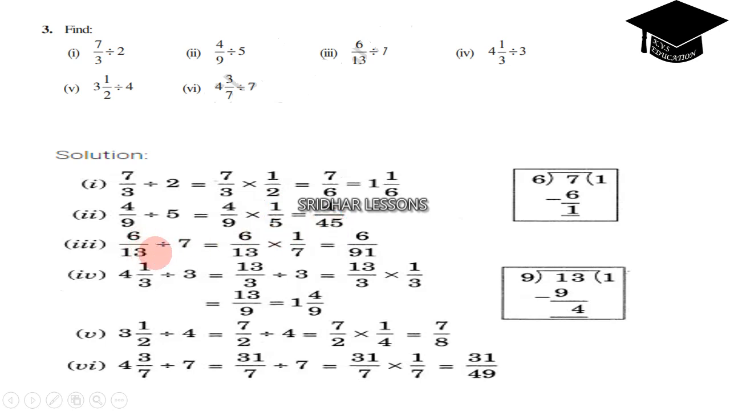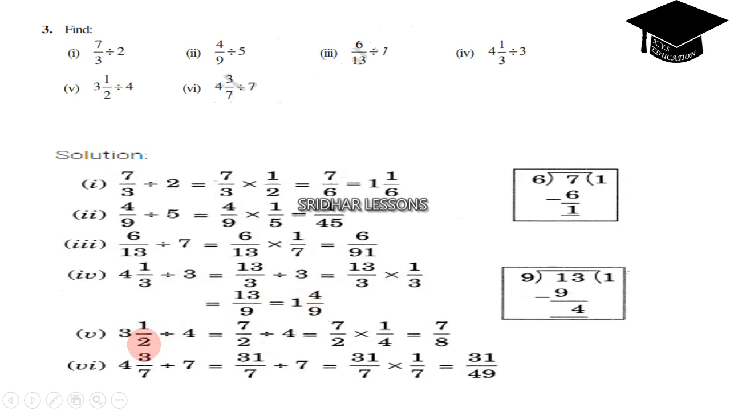Next, 6/13 divided by 7. This is equal to 6/13 times 1/7, that is 6 times 1 is 6, 13 times 7 is 91. Next, 4 1/3 divided by 3 is equal to 13/3, because 4 times 3 is 12 plus 1, 13/3 divided by 3 is equal to 13/3 times 1/3, that is 13/9. We can rewrite this as 1 4/9.